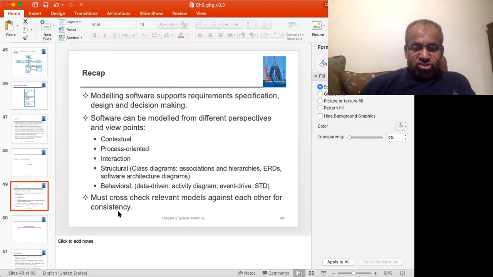I also mentioned the structural type of model, whereby we're describing what we can also term the static structure. The structure does not show what it's doing, it's just the composition. For example, various types of class diagrams, like association hierarchies and association diagrams. These are types of class diagrams that we want to model so that we model the domain that we are building the system for, and we have a good idea about what classes we need to write or design later.